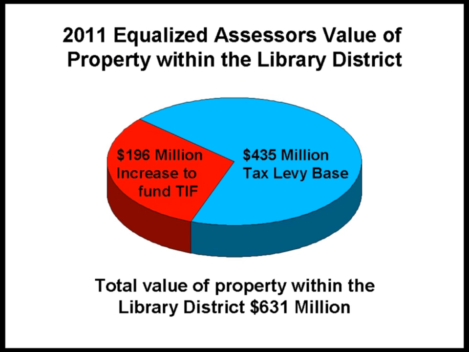Here's a pie chart showing the 2011 total equalized value of all property within the library district. Separated out is the increase in property value used to fund the TIF. Note that the entire district has an equalized value of $631 million, but a tax levy base of only $435 million.